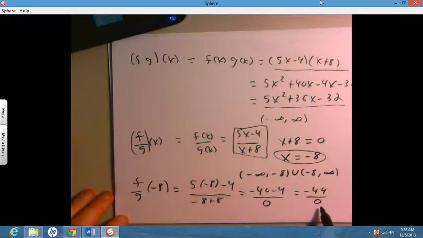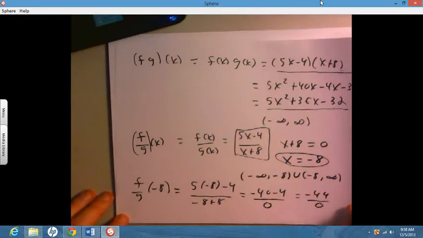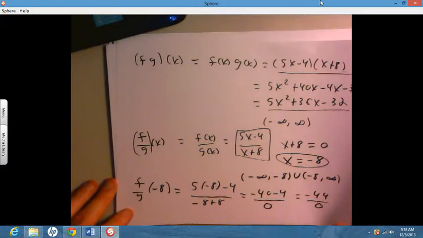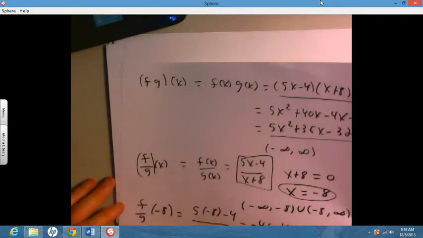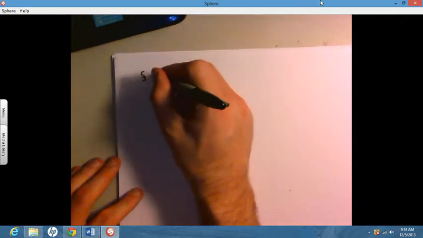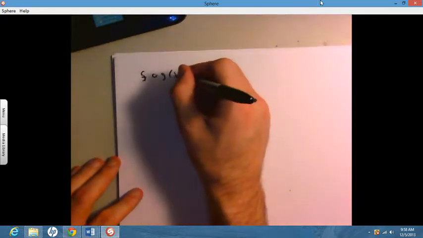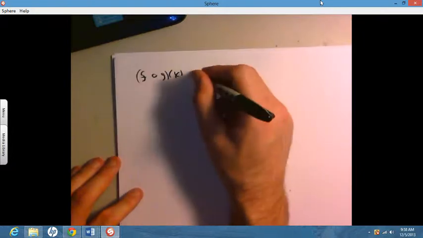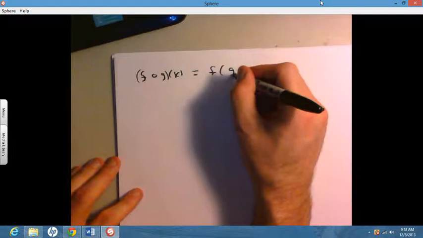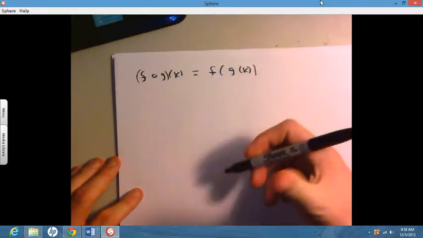Okay, so now I'll do one last one, which is f composed with g of x. It wasn't part of the question asked, but might as well do it. It's the last component of combining functions that we do. So we'll look at f composed with g of x, which is just equal to f of g of x. But g of x is equal to x plus 8.